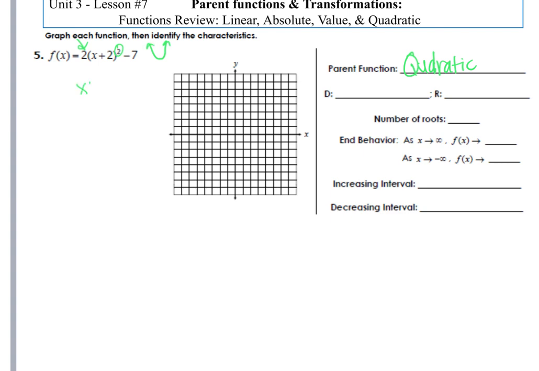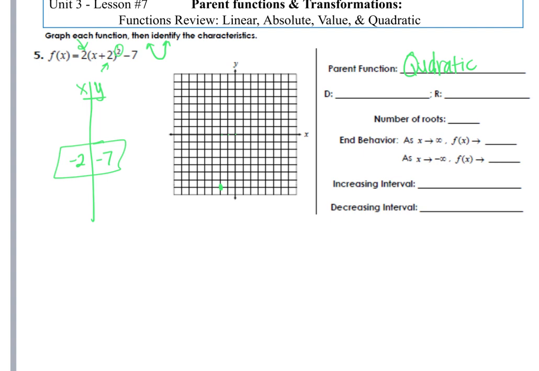It's in vertex form already. We don't need to do negative b over 2a for my vertex. We're going to take what's inside with x and make it negative, and take that outside number, negative 7, and leave it the same. So my vertex is negative 2 and then negative 7. So here's the origin, 1, 2, and then down 7 places us here.